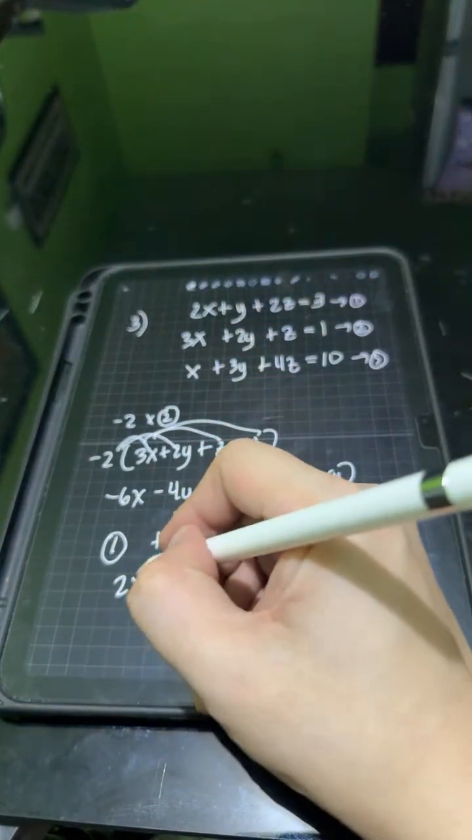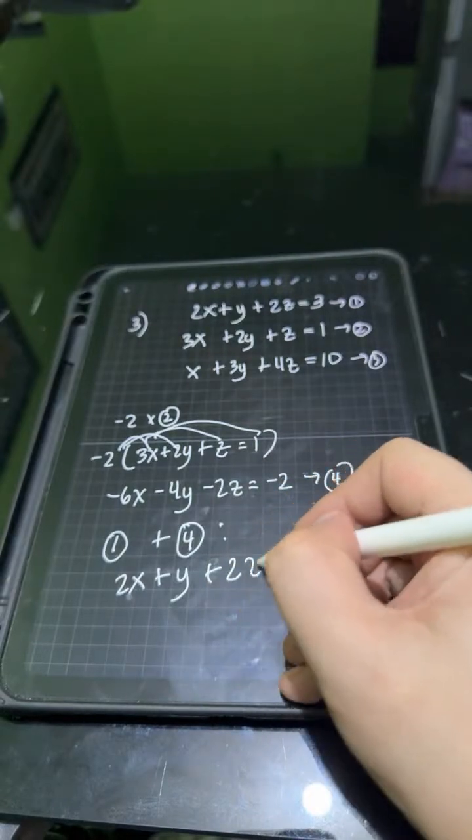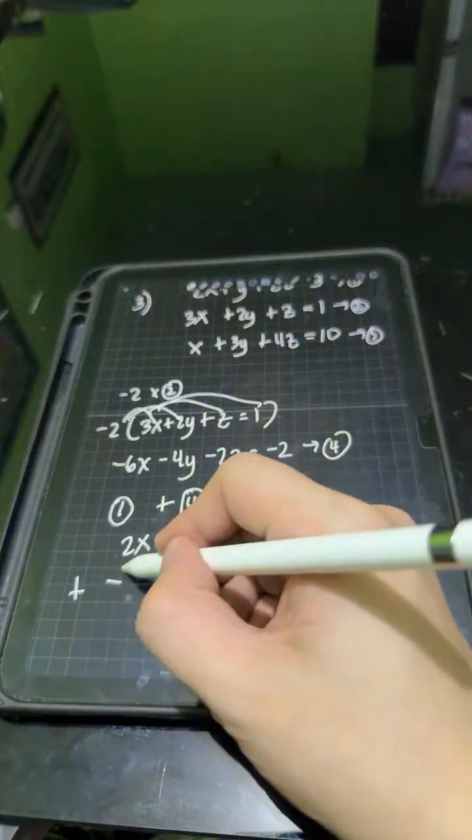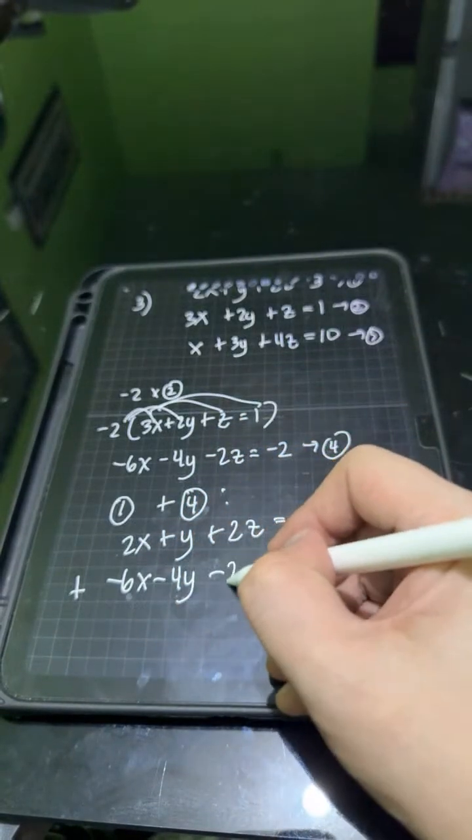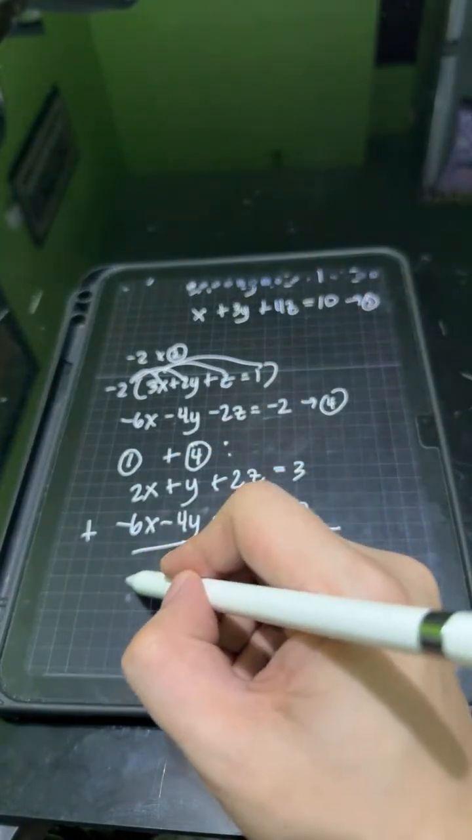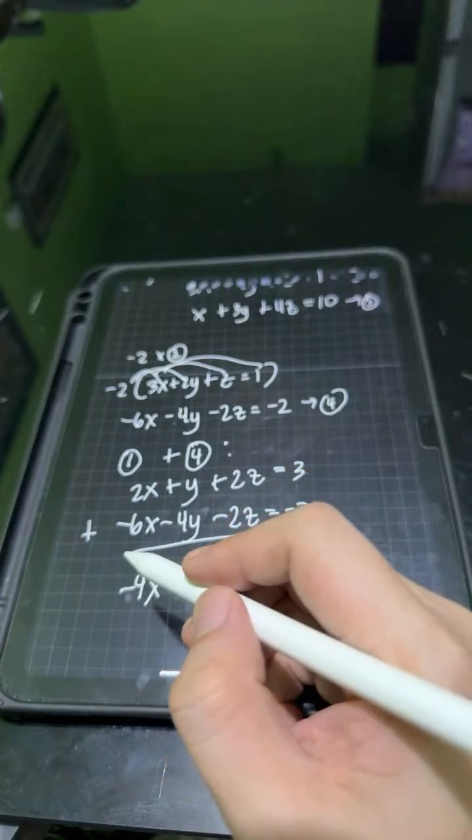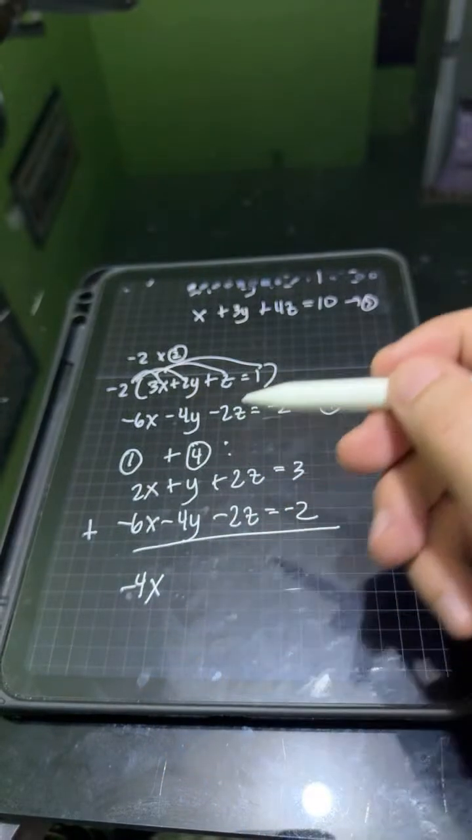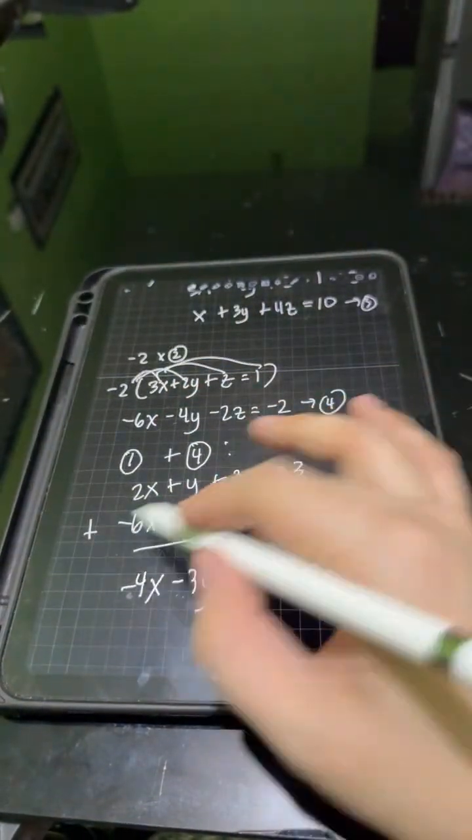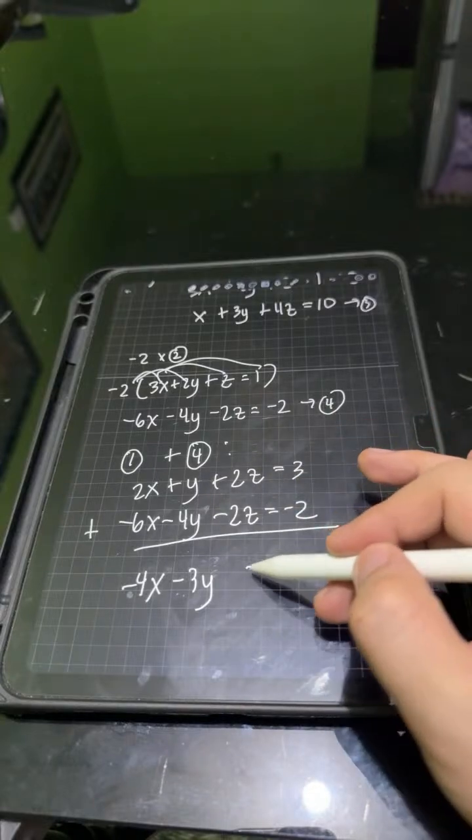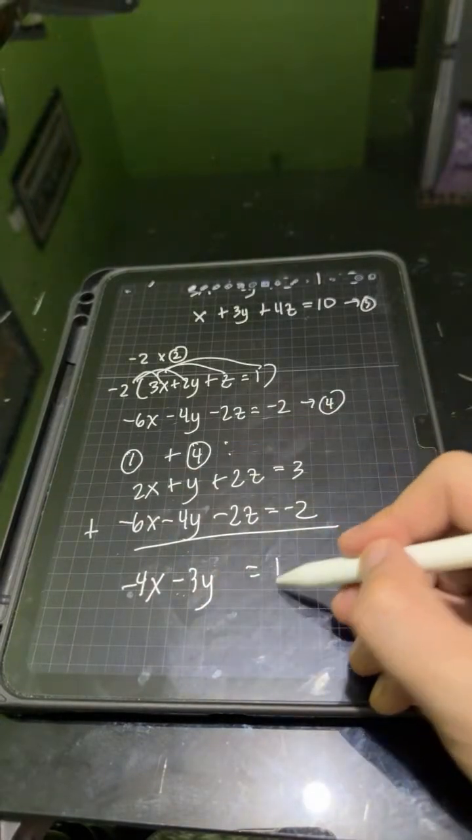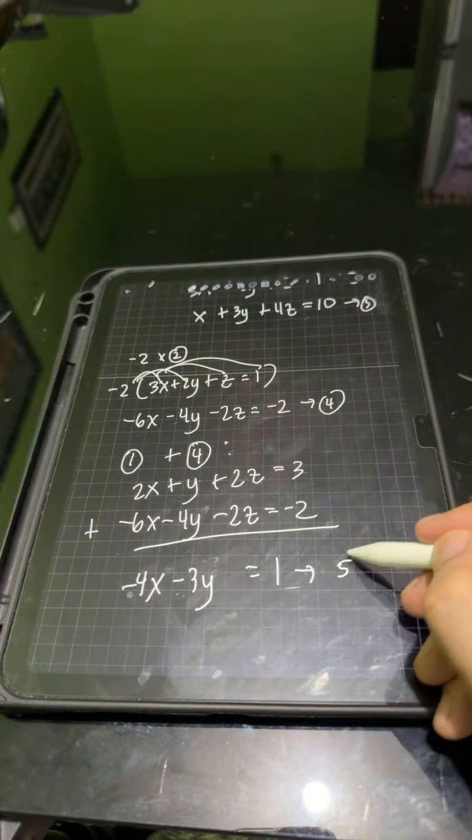Equation 1 is 2x plus y plus 2z equals 3. We add this with equation 4, negative 6x minus 4y minus 2z equals negative 2. So 2x plus negative 6x, that's negative 4x. And then y plus negative 4y, that's negative 3y. Then 2z plus negative 2z, 0. So we already eliminated the z variable. Then on the right side, we have 3 plus negative 2, positive 1. So let's name this equation 5.